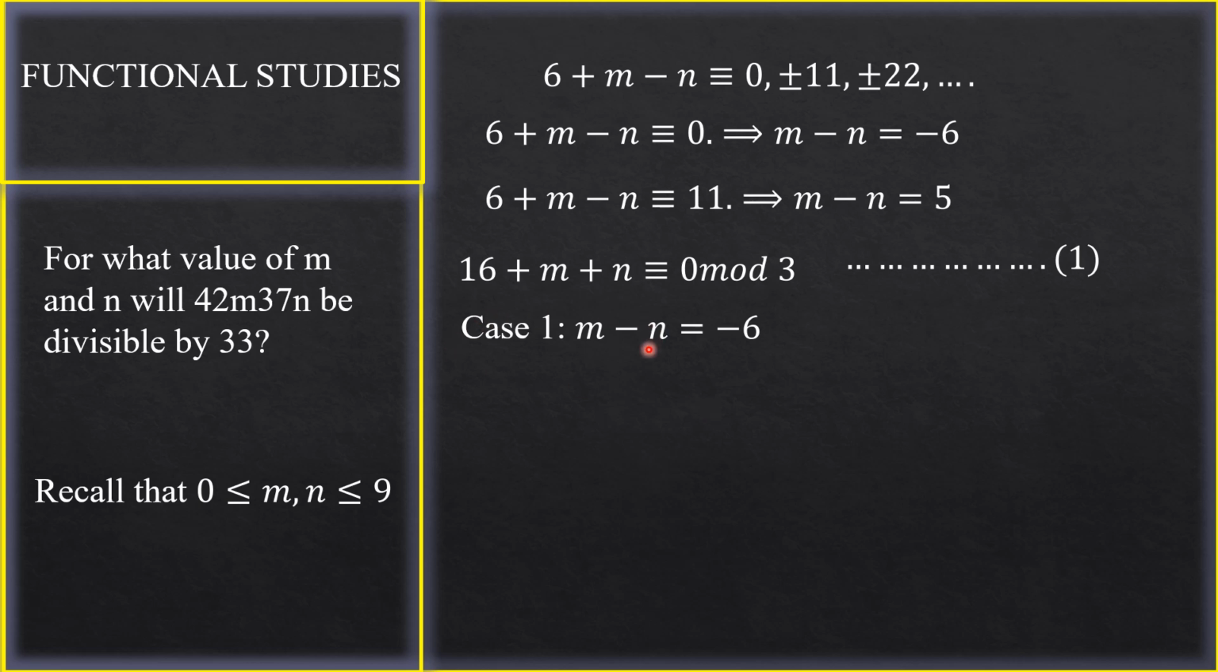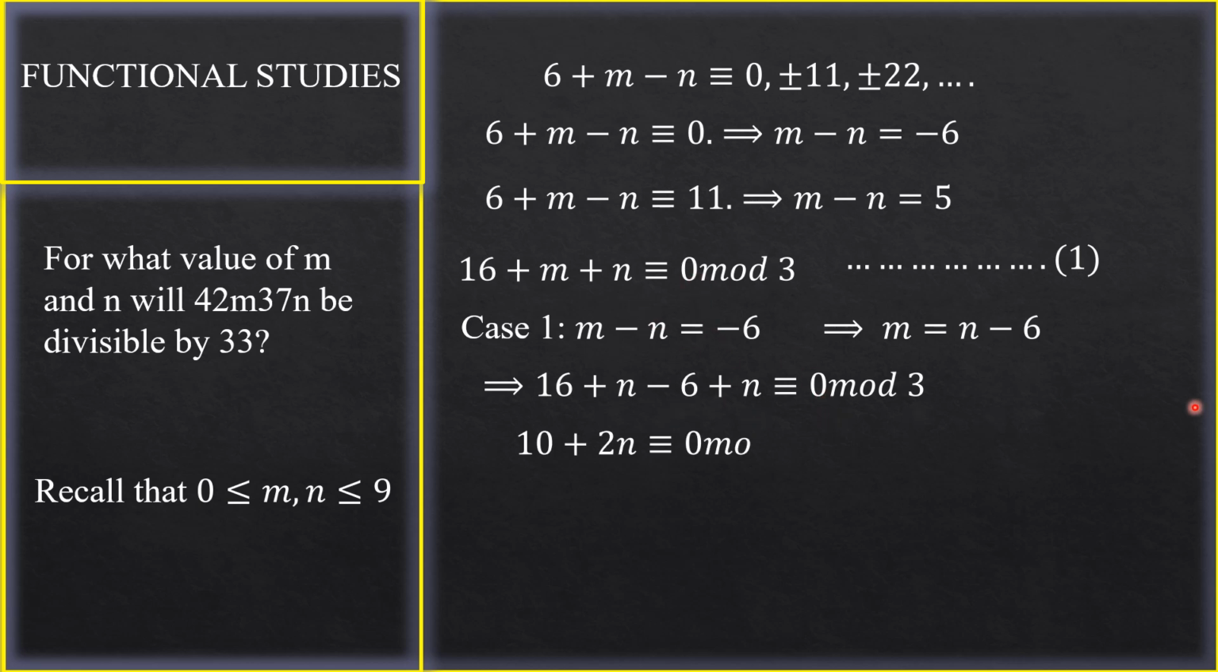So m minus n is equal to negative 6. That's the first case. It means that my m will be equal to what? n minus 6. We now replace it in equation 1. That will give me 16 plus m, which is n minus 6, plus n, is congruent to 0 mod 3. So we simplify that. You have 10 plus 2n is congruent to 0 mod 3.